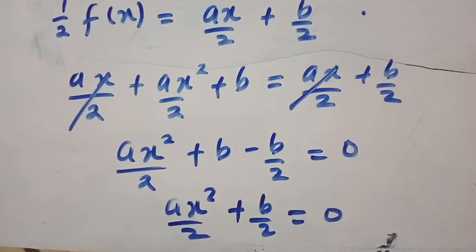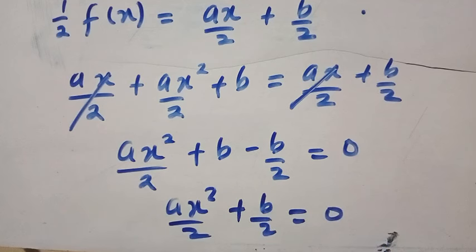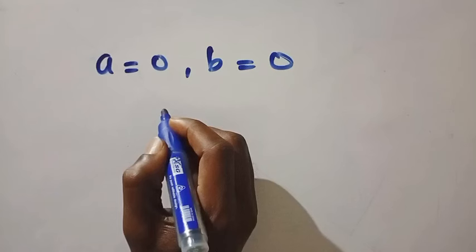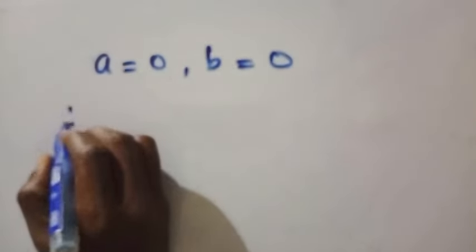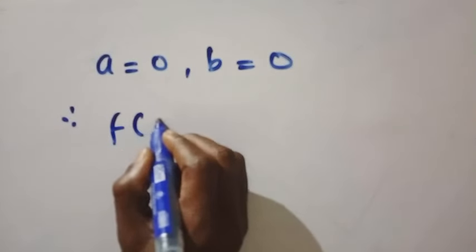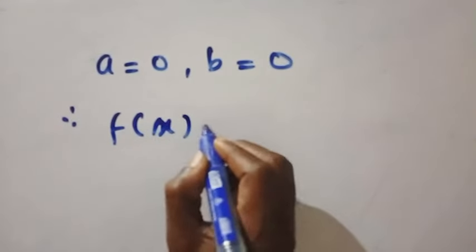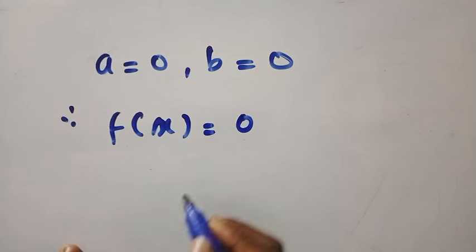So this shows that a will be equal to 0 and b will be equal to 0, because all these terms must equal 0. So a equals 0 and b equals 0, which shows that our f of x equals 0. And this is how to solve this problem.